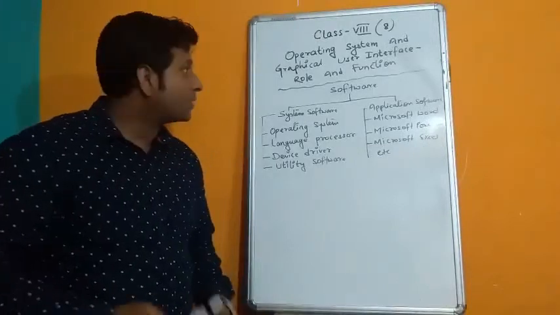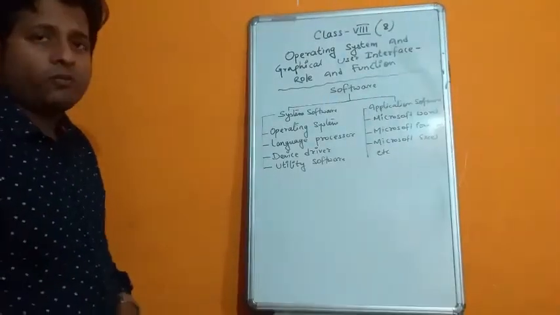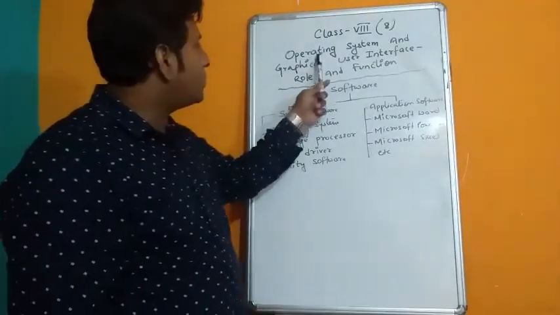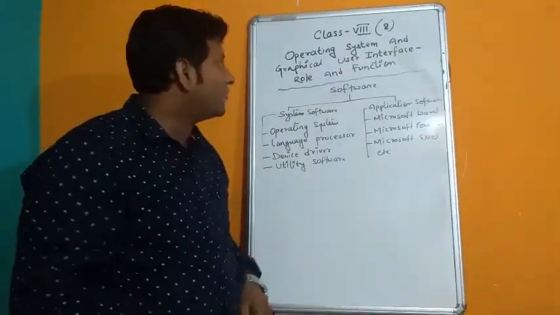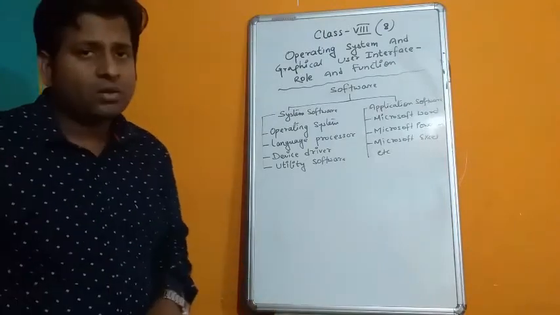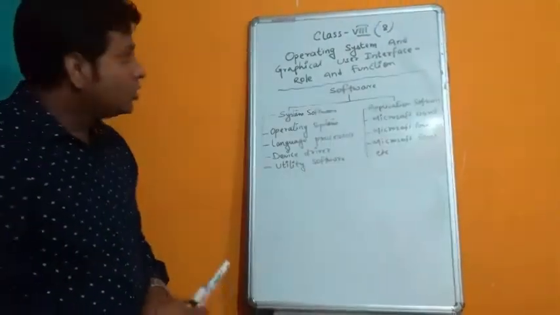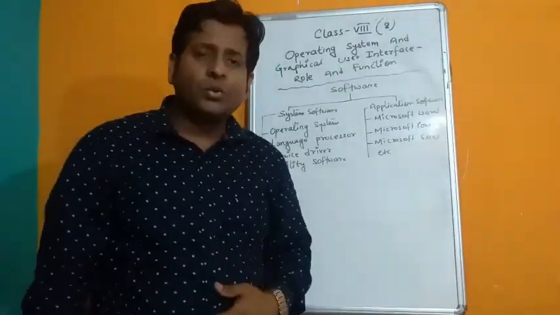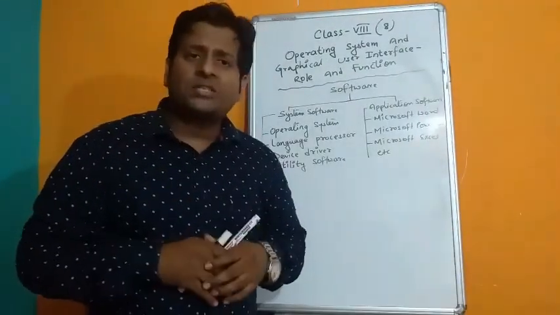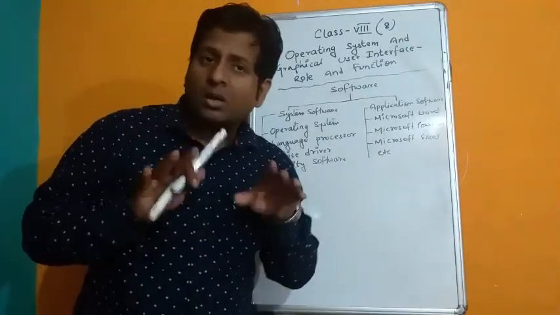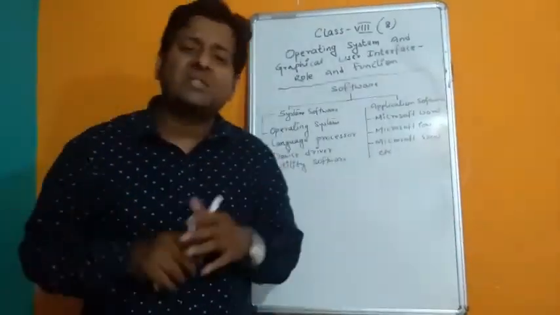Good morning, children. So today we'll start our first chapter. The name of the chapter is Operating System and Graphical User Interface, and you have to know the role and function. So before starting this chapter, let me tell you, computer is a machine which makes our work easier, but computer does not do all the work by itself.